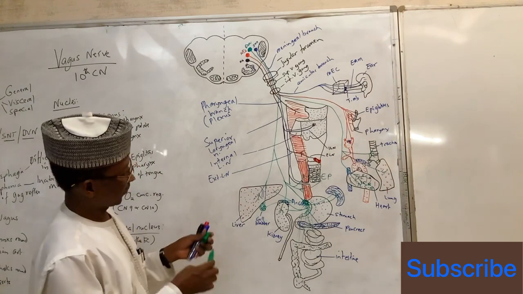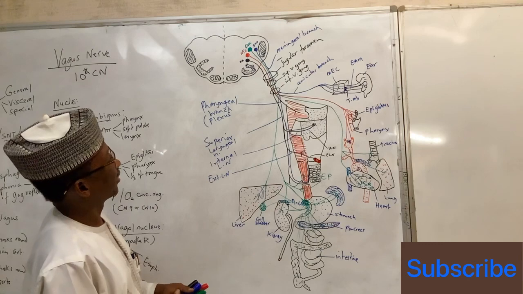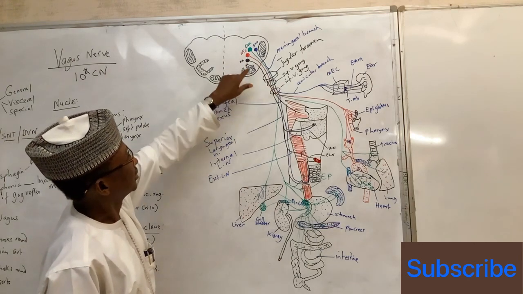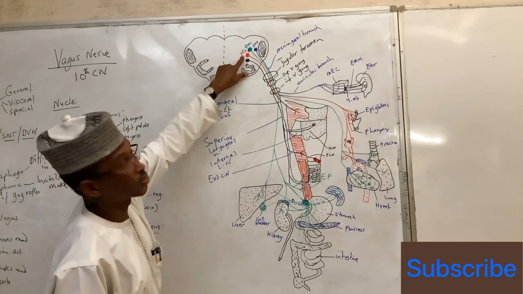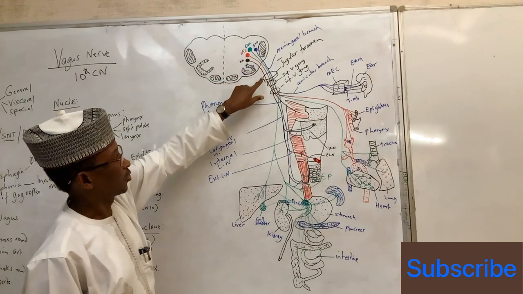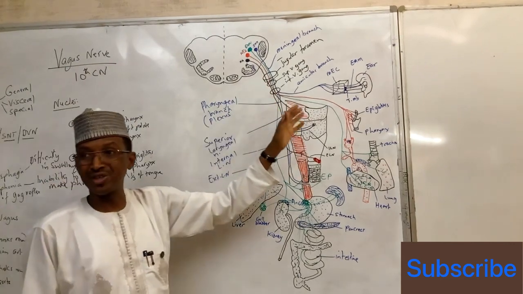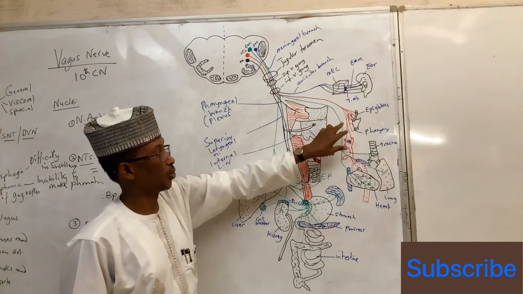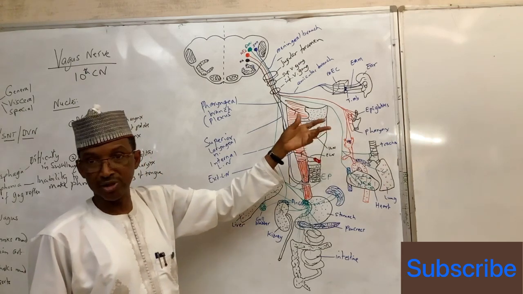So again, we also have another nucleus, that is the nucleus solitarius. This nucleus solitarius is responsible for the taste sensation. You can remember that while I was discussing the glossopharyngeal nerve, I also discussed that nucleus.